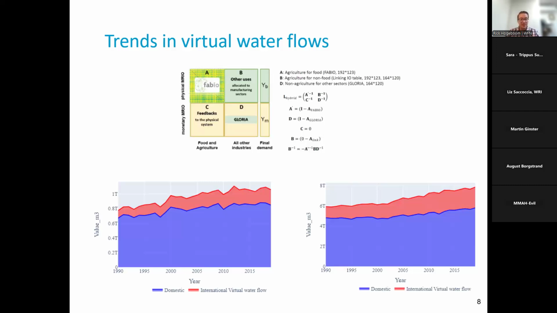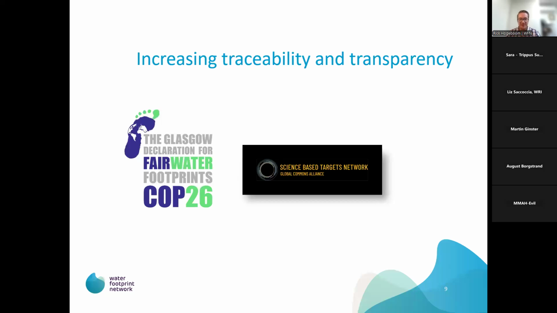Now, of course, there's much more to it. We can dive down at the level of the sector of products even, but we don't have the time to go into that. Maybe there's time in the breakout where we might also focus a little bit more on some initiatives that really delve down into specific value chains. I just wanted to highlight here the Fair Water Footprint Declaration and the Science-Based Targets as two industry-initiated initiatives where we can really try to make a difference on transparency and traceability of these virtual water flows to see if we can make them more fair, efficient, and sustainable.